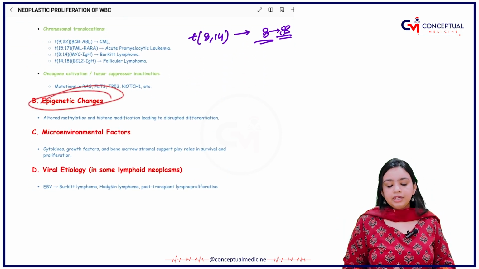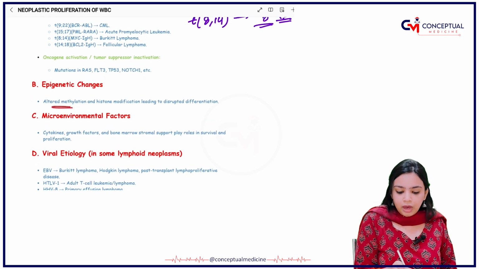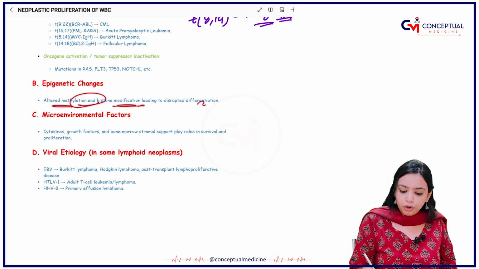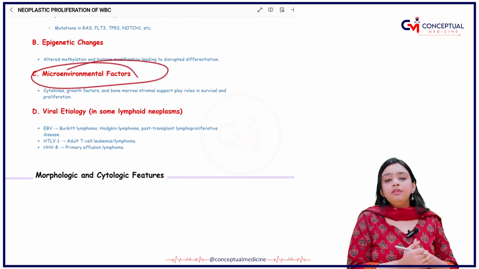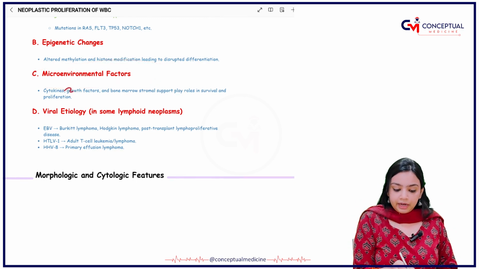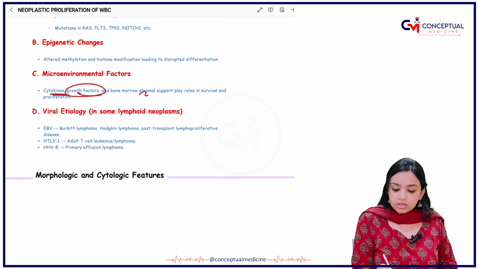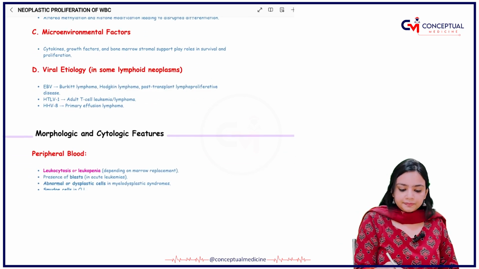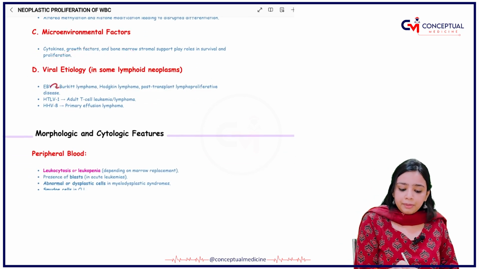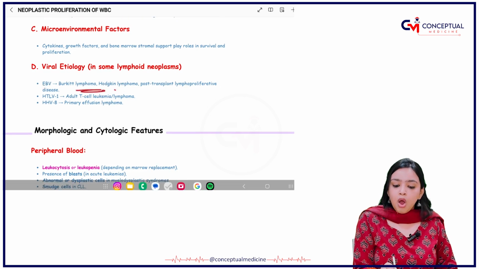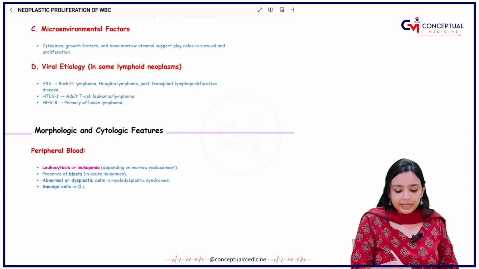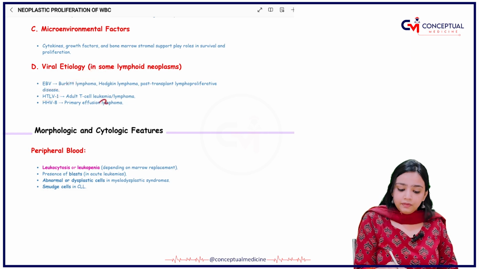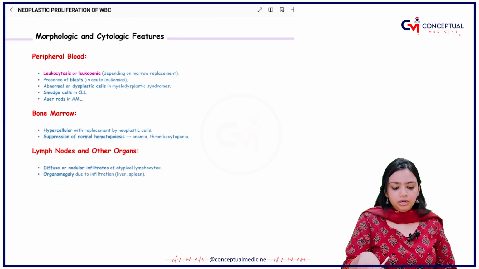Then what are the epigenetic changes you have? In the epigenetic changes, you have altered methylation and histone modification, which leads to disrupted differentiation. Microenvironmental factors: what are they? You have cytokines, growth factors and bone marrow support. In the viral etiology, you need to remember EBV is for Burkitt's lymphoma, Hodgkin's lymphoma and post-transplant lymphoproliferative diseases. Then you have HTLV-1 for your adult T cell leukemia and HHV8 for your primary effusion lymphoma.